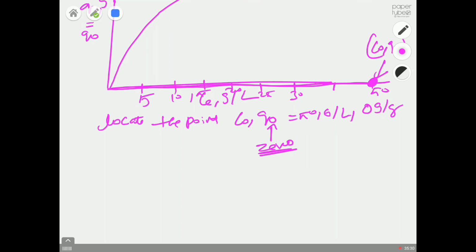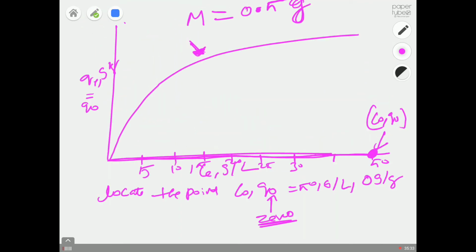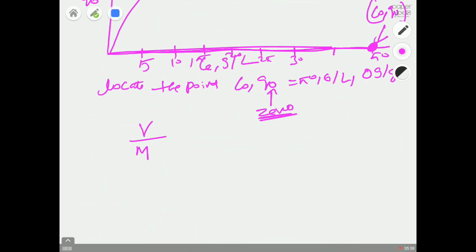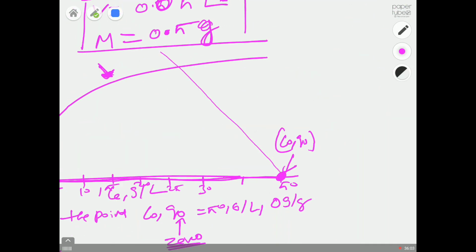It's very tricky. And then if I give you the value of V by M, take the ratio of V by M. So that will be equal to 0.05 divided by 0.5. So what's that value? That's equal to 0.1. So take the negative value. So minus V by M will be equal to minus 0.1. So draw a line whose slope should be equal to minus 0.1.